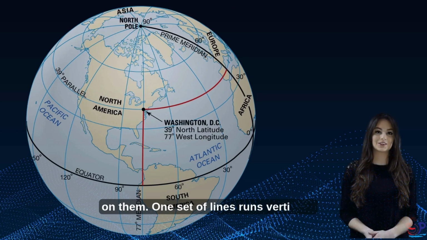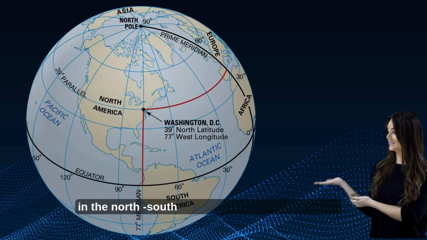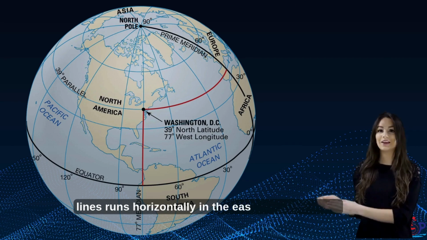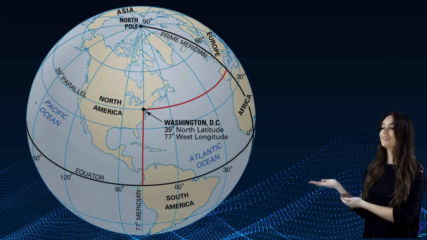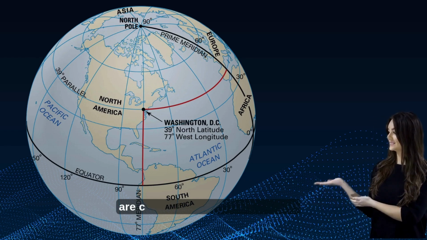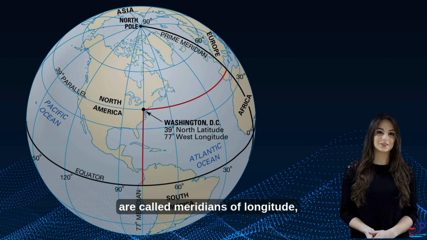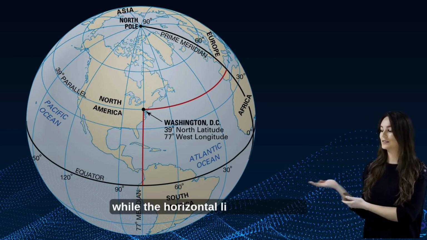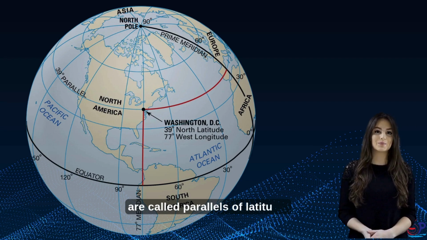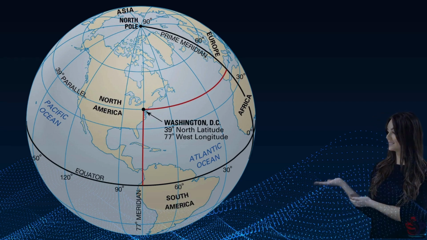One set of lines runs vertically in the north-south direction, and the other set of lines runs horizontally, in the east-west direction. The vertical lines that run in north-south direction are called meridians of longitude, while the horizontal lines that run in east-west direction are called parallels of latitude.